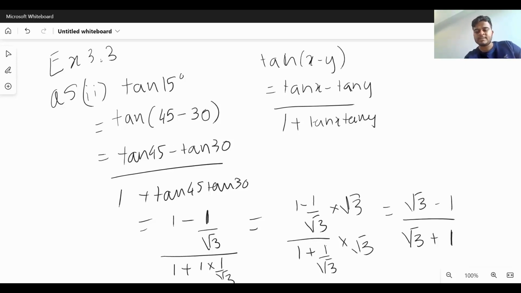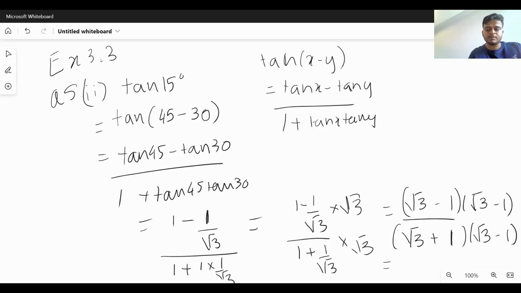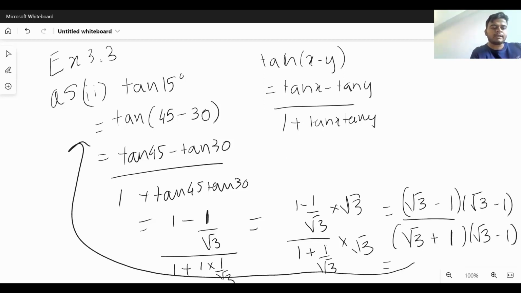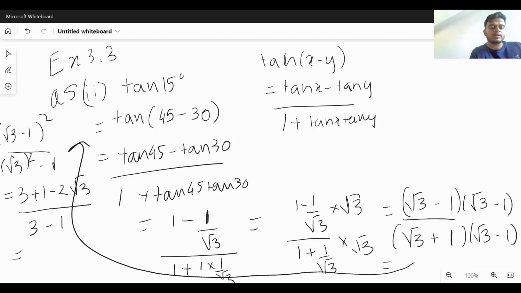So I'll try and rationalize this. To rationalize this, multiply by its conjugate, that is root 3 minus 1, on both the numerator and the denominator. We get root 3 minus 1 whole square upon root 3 square minus 1. Correct. So I get 3 plus 1 minus 2 root 3 upon 3 minus 1. I get 4 minus 2 root 3 upon 2.